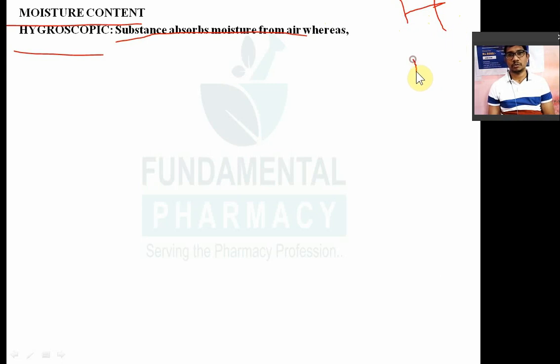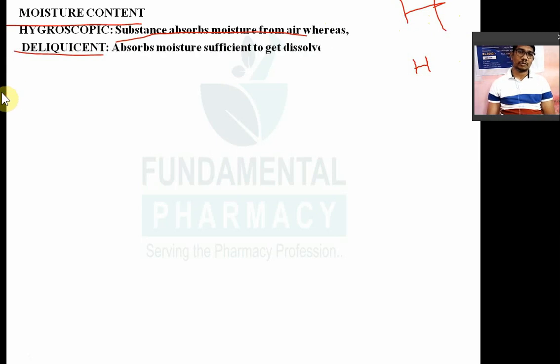If you expose that compound to higher humidity values, the compound will absorb the moisture from the environment, and there is an increase in the weight of that compound. Okay. Now the next term is deliquescent. What do you mean by deliquescent? Hygroscopy means a substance that will absorb the moisture from the environment, and there is an increase in the weight. And deliquescent means this compound will absorb sufficient moisture to get dissolved or liquefied.